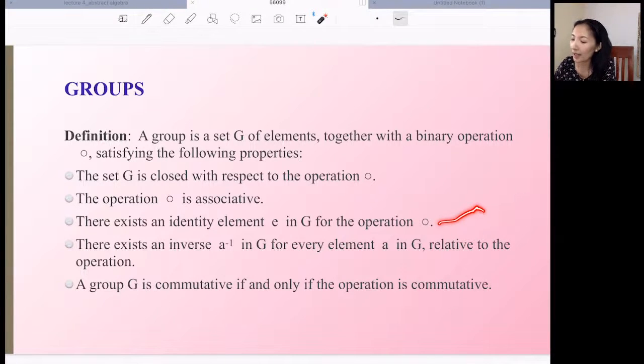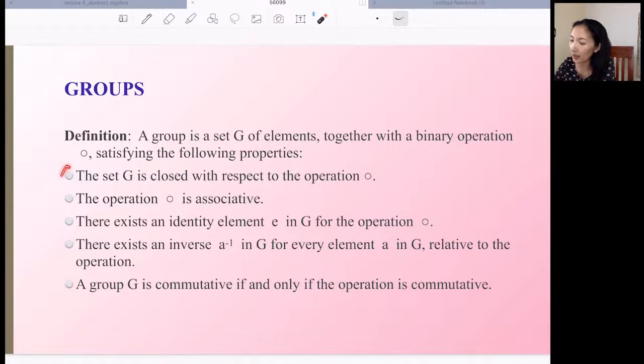Next, is there an inverse for every element? Yes. How do we get the inverse with respect to addition? Just the negative of the number. So, every element has an inverse? Yes, even 0. 0 plus 0 is 0. 1 plus negative 1 is 0. So, correct.